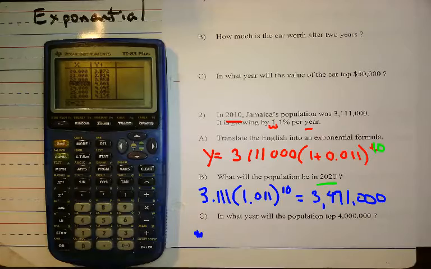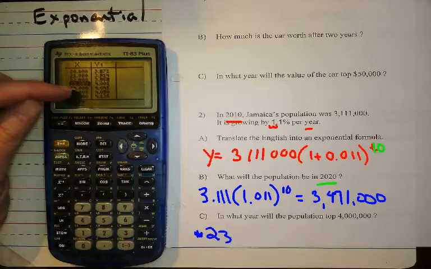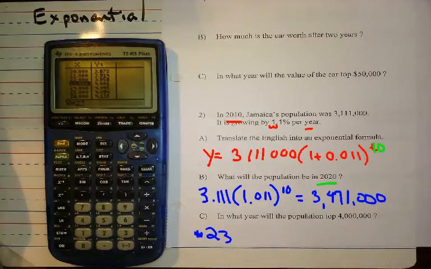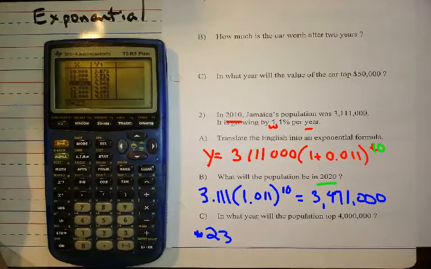Hey, that's 23 years from, so the answer that we got there is 23. Can you see that? 20, 21, 22, 23. 23 is 4 million. Am I zooming in enough? Let's zoom in a little bit more. Yeah, see? So 23 years. But that's not the question, right? The question said, in what year will it be, right? Well, 23 years from where I started. I started in 2010, right?